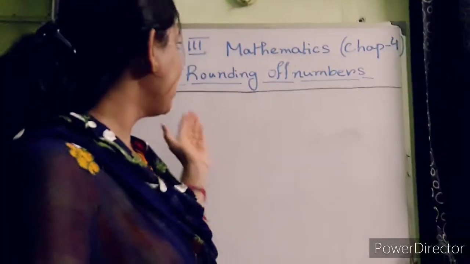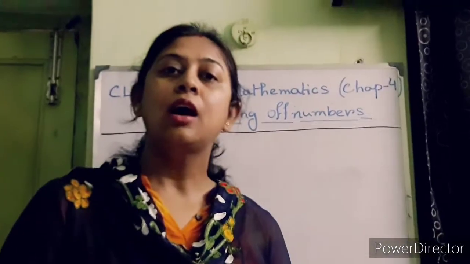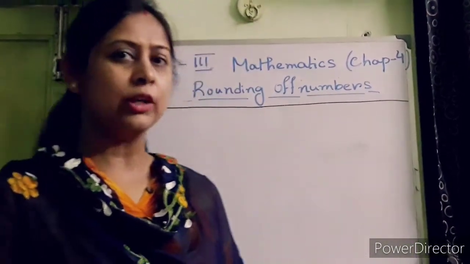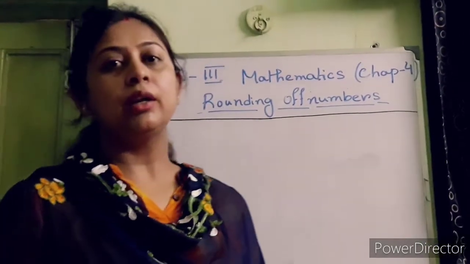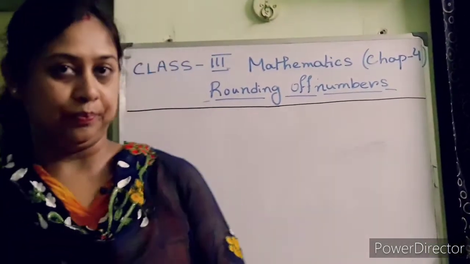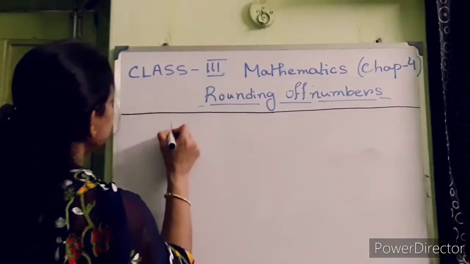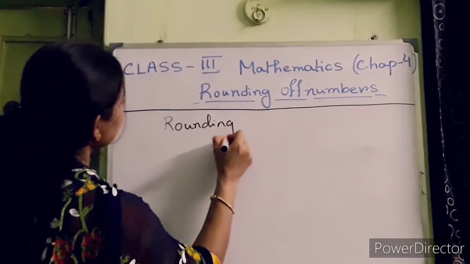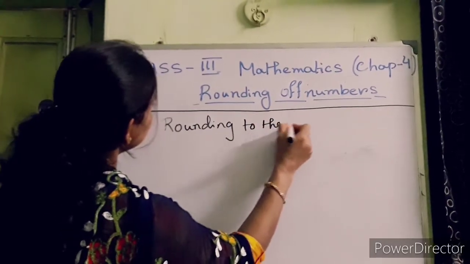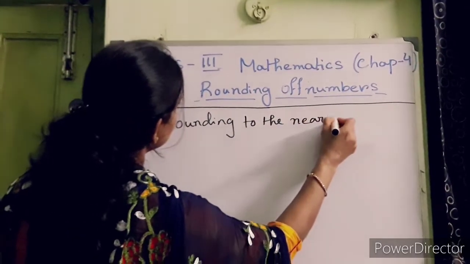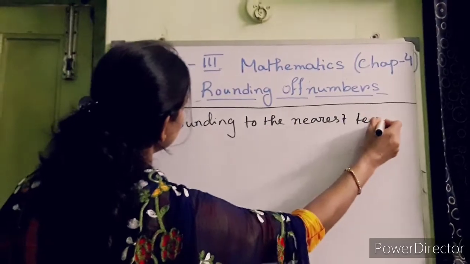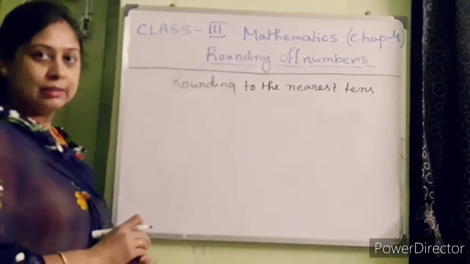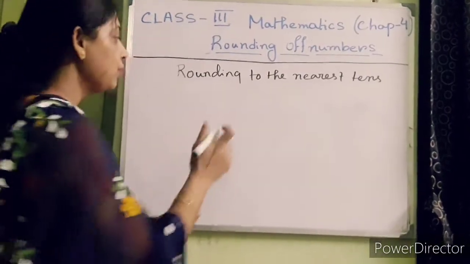We will describe rounding of numbers to the nearest 10, 100 and 1000. You were in class 3, and in your book there is only rounding to 100, but I will teach you up to 1000. First, rounding to the nearest tens.